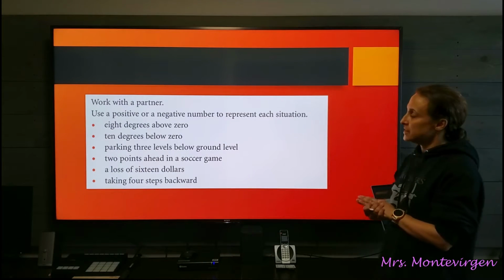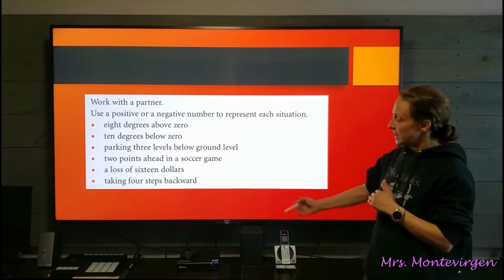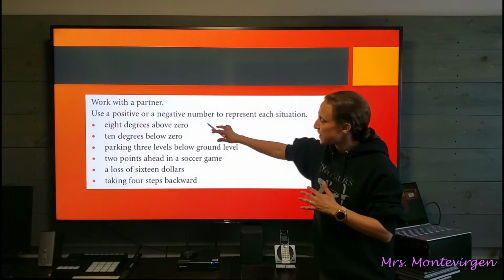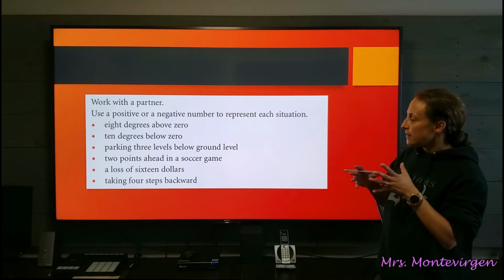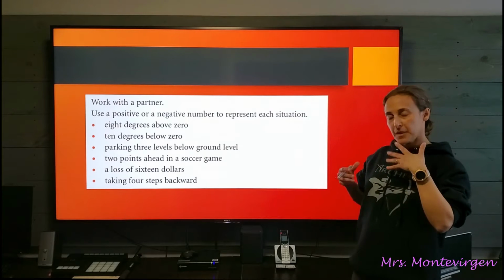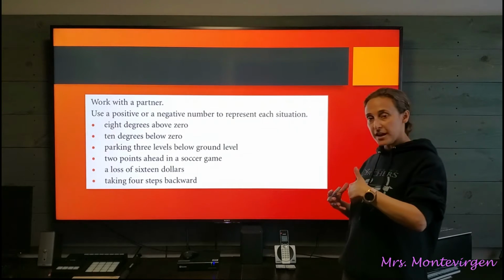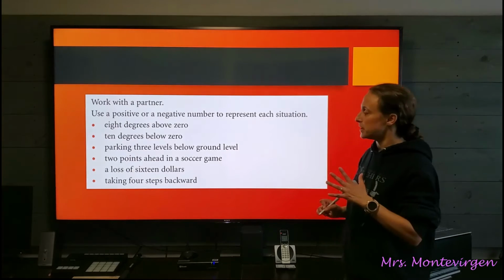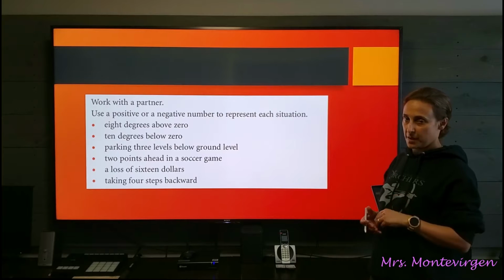Now, here's an activity I want you to try. I want you to pause the slide right now and give it a shot. I have a few different scenarios here. I want you to go through and see if you can figure out if each of these scenarios is a positive or a negative, and see if you can figure out the number that's associated with it. I'll give you a few minutes to do that.